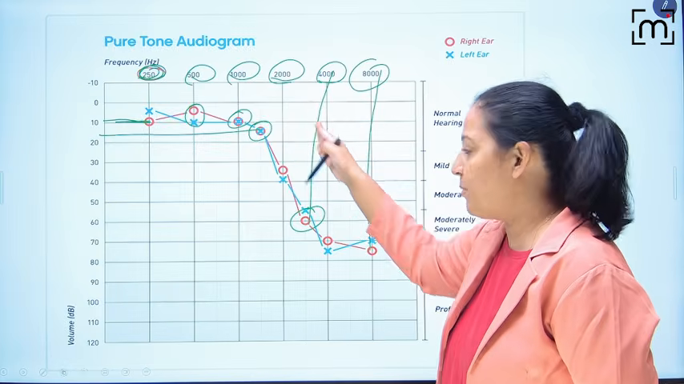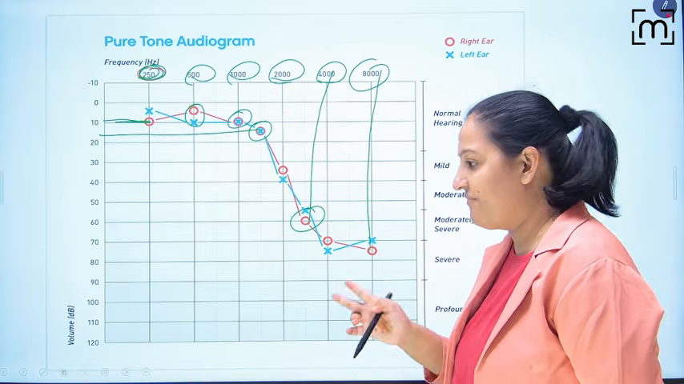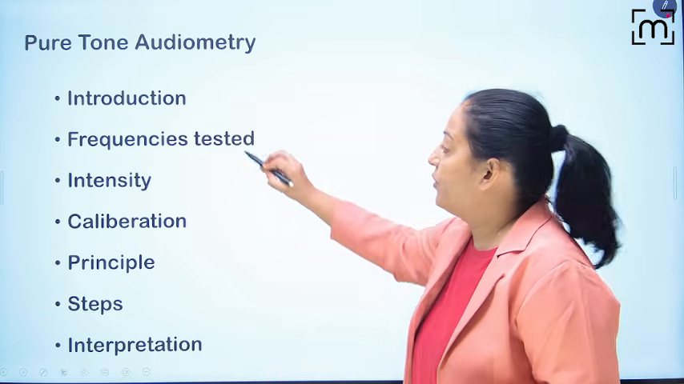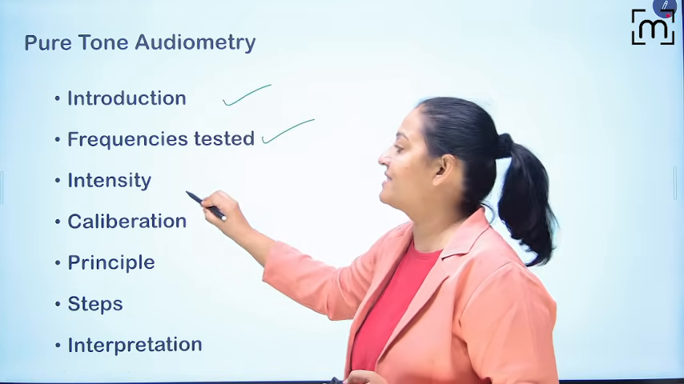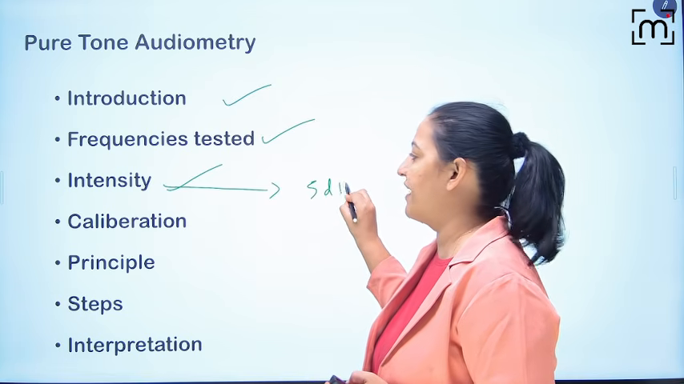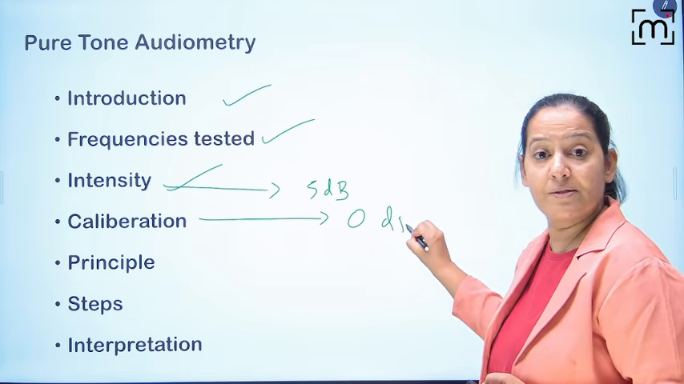The graph corresponds for right and left. Sometimes it is different for right and left. Here the deafness in right and left is the same, but sometimes it can differ. Got it? So I told you the introduction, frequency tested, and intensity. We reduce the intensity in steps of 5 decibel. Calibration is done at 0. 0 decibel is considered normal.